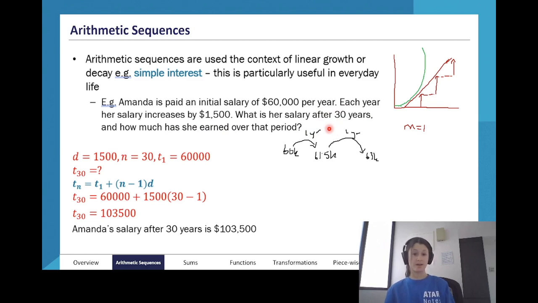One thing to look out for is if your difference and your n have different units. If it had asked for her salary after a certain amount of months or something like that, then we would have needed to convert. So keep a lookout for that. Questions typically try to do little things like that just to trick you up and make sure that you're paying attention to get the full marks. So applying our formula, we're going to get that term 30 is equal to $103,500. So it's a whopping salary.